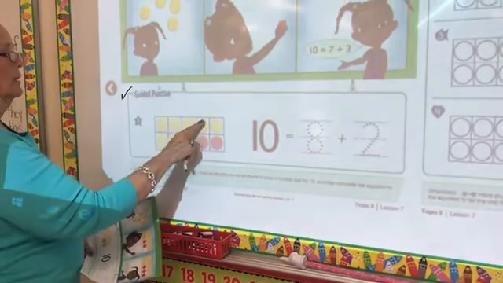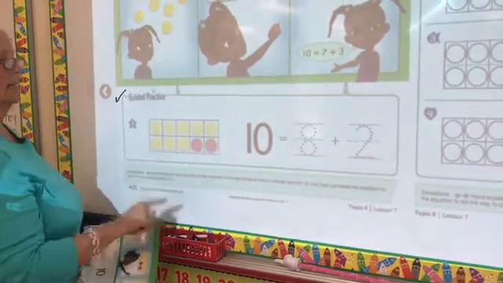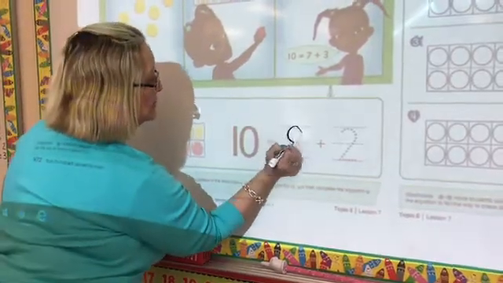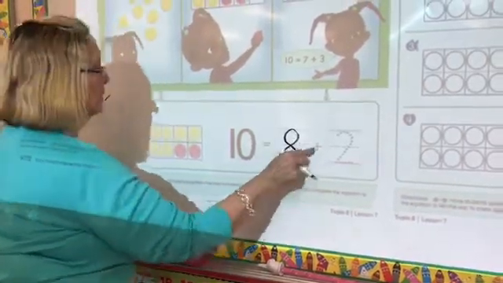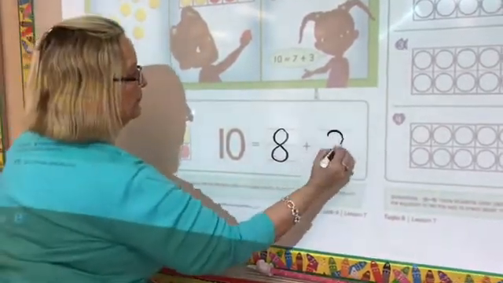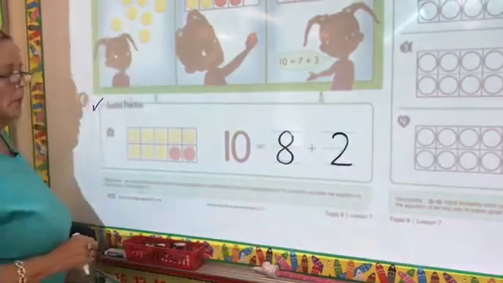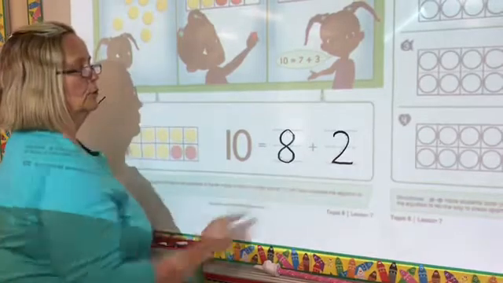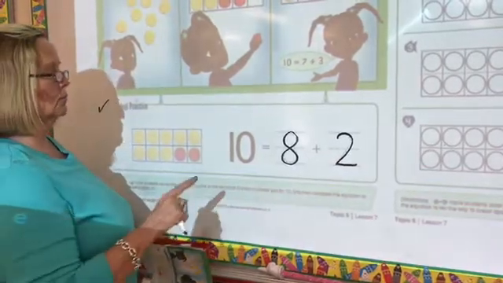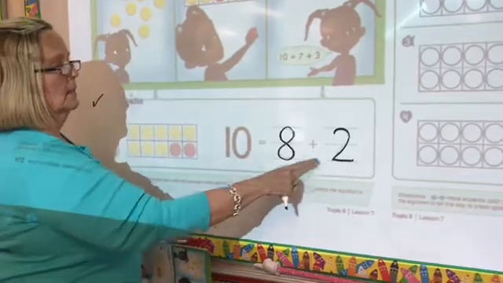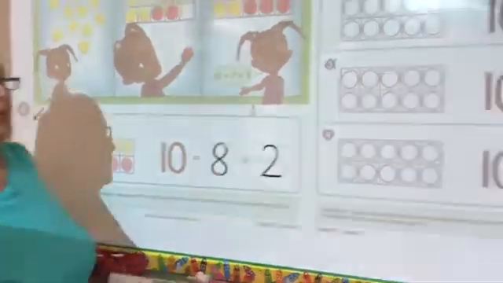Here we go. 1, 2, 3, 4, 5, 6, 7, 8. 10 equals how many? If you said 8, that is correct. 8 plus how many red or shaded? 2. Let's read our equation together. 10 equals 8 plus 2. Now read it by yourself to your special someone. 10 equals 8 plus 2. Very good. Let's move on to page 473.